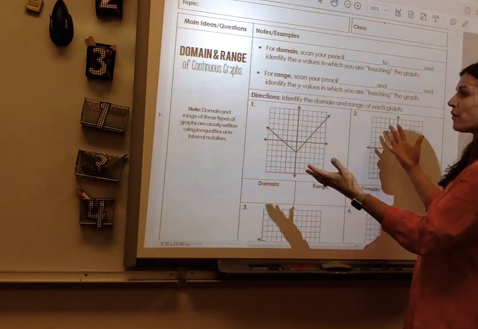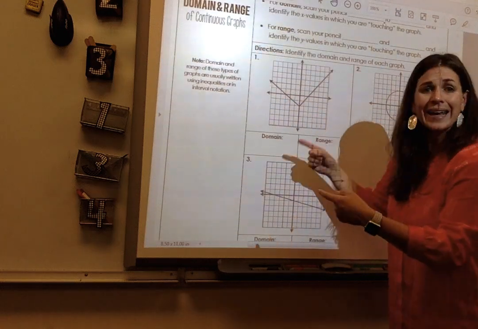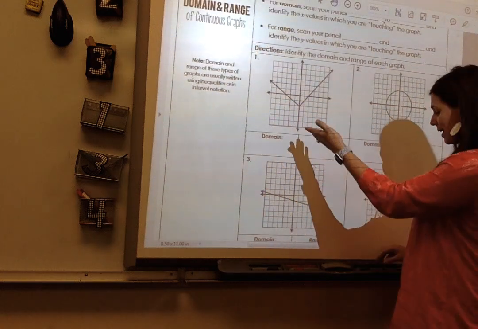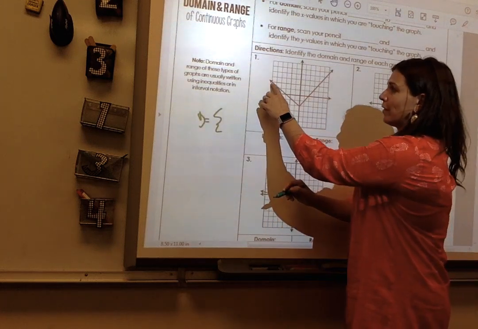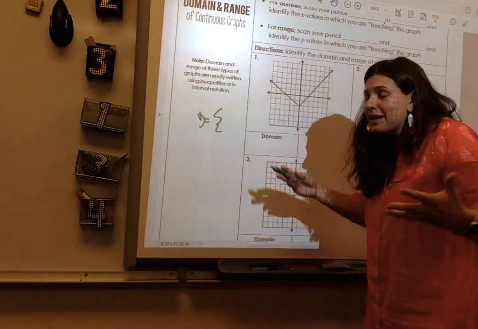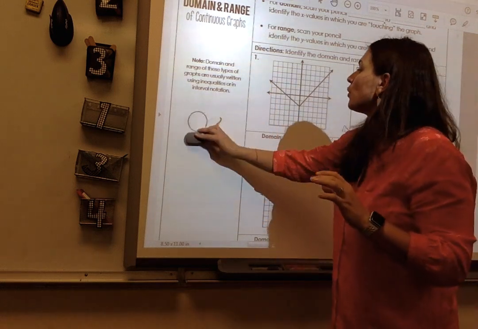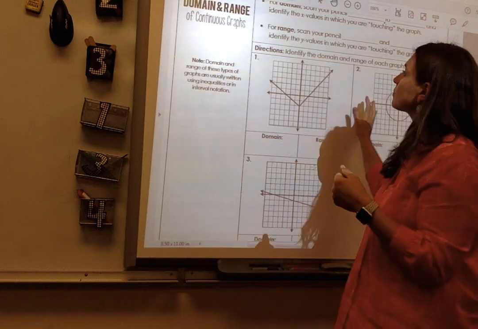So on these graphs, notice they're all continuous. They're all connected with points and lines. I can't name just one point and one point. I can't say the domain here is -1 and 2, because there's all these points and lines connected. So I have to learn how to write domain and range of continuous graphs in a certain way.